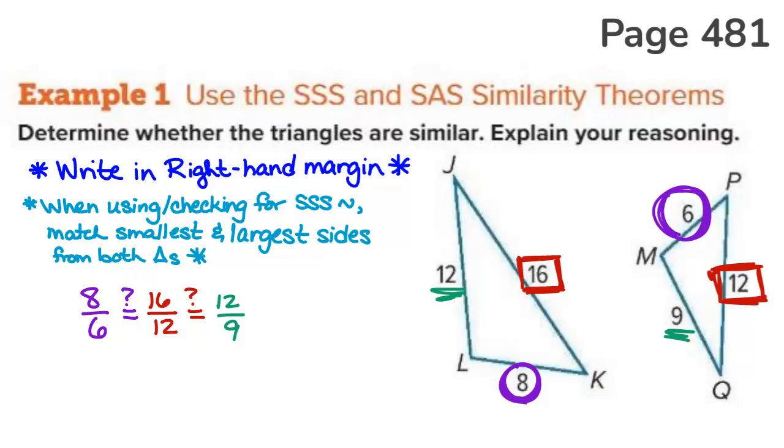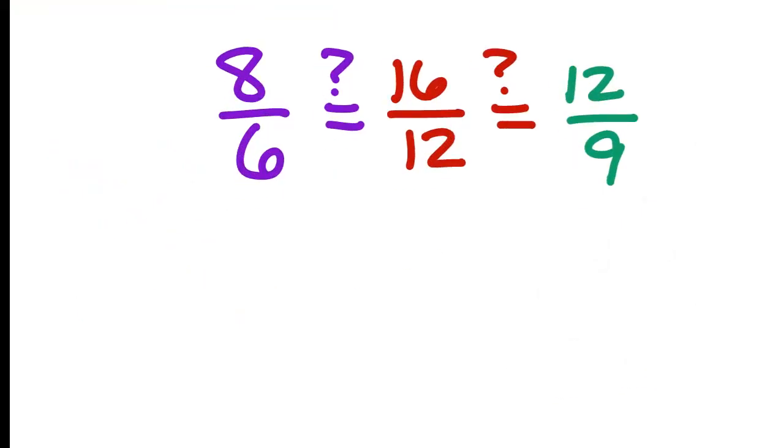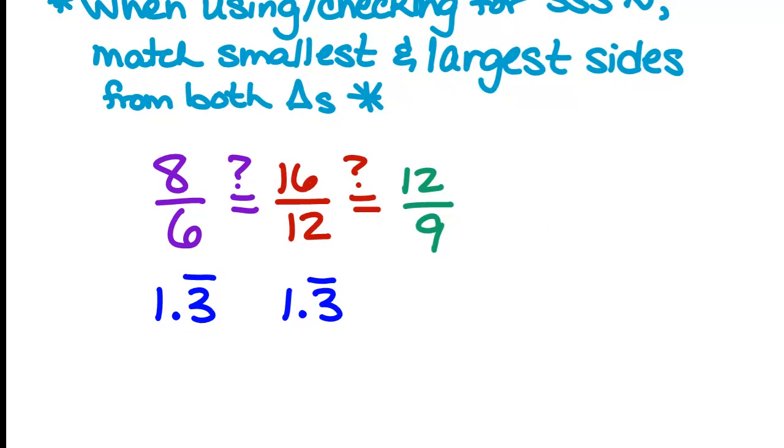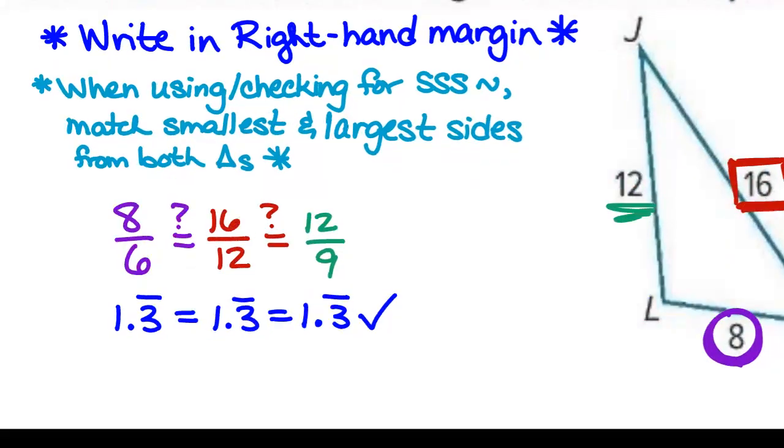Can somebody grab a calculator for me? I want to know what 8 divided by 6 is. 1.3 repeating. What about 16 divided by 12? Same thing, 1.3 repeating. 12 divided by 9? You got what? 1.3 repeating again. Those all came out to be the exact same proportion. So these two triangles are similar.